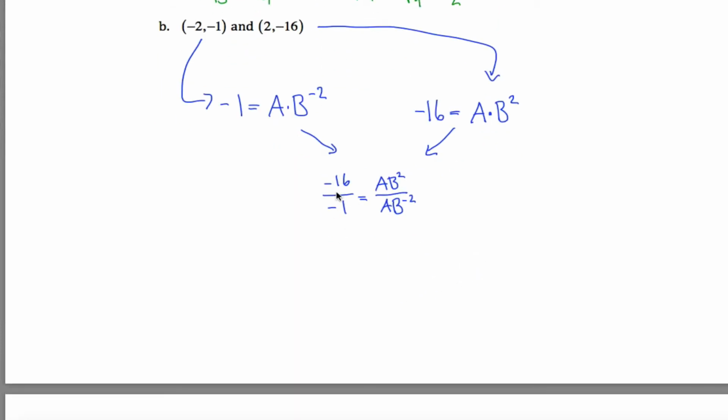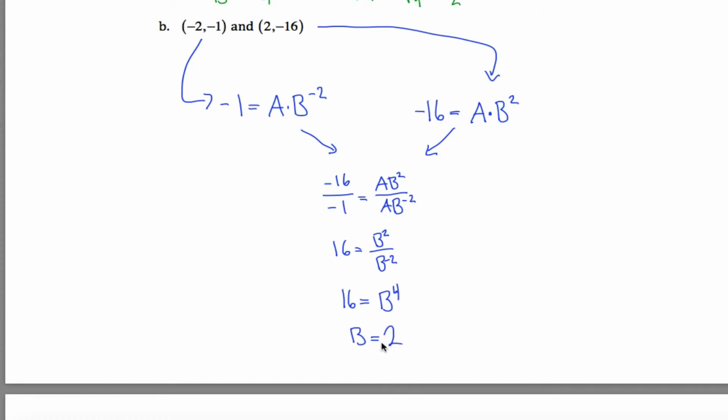But some nice stuff happens here. First of all, -16 divided by -1. A negative divided by a negative is a positive, so that's just 16. 16 over 1 if you want, which is just 16. And then these a's cancel out, so I have b squared divided by b to the -2 power. And now you might know this exponent rule that says when you're dividing exponents that have the same base, you can just subtract the exponents. So I want 2 minus -2. 2 minus -2 is the same as 2 plus 2, which is 4. So I get 16 as b to the 4th power, and therefore b is equal to 2.